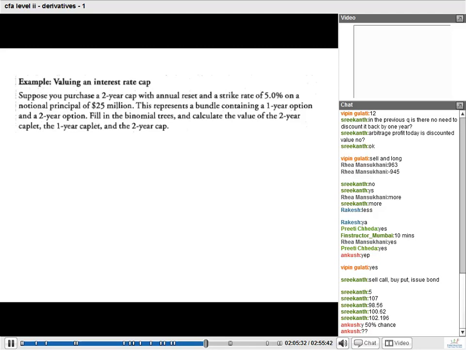Just like we had call options on stocks, we can have call options on interest rates as well. So call options on interest rates are called caps, and they are actually a combination of multiple call options. So let's read the question.